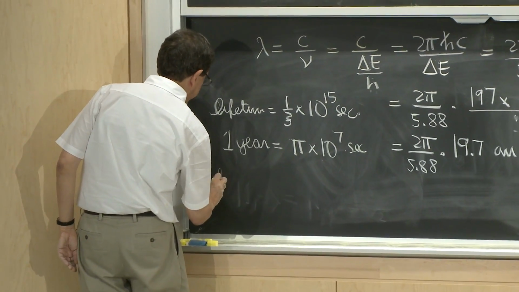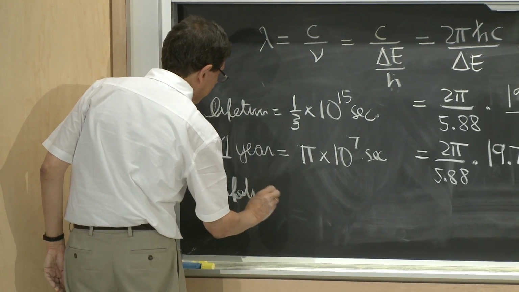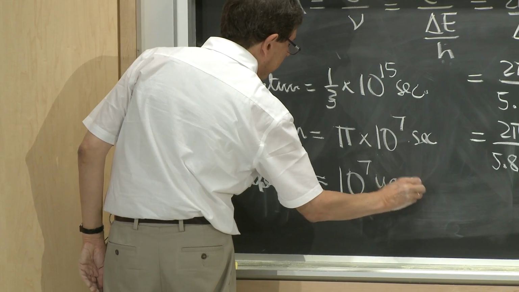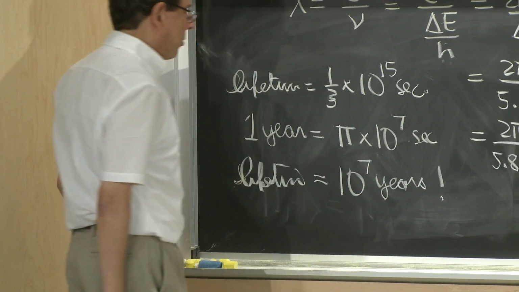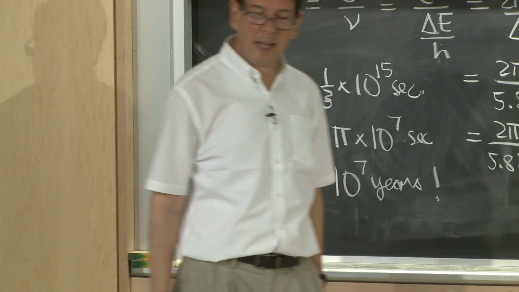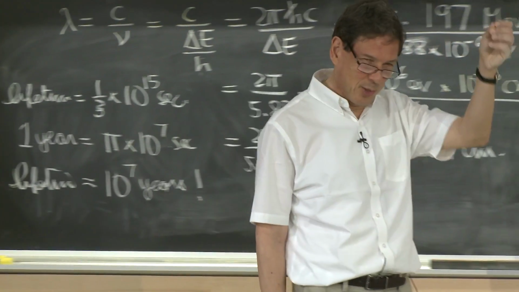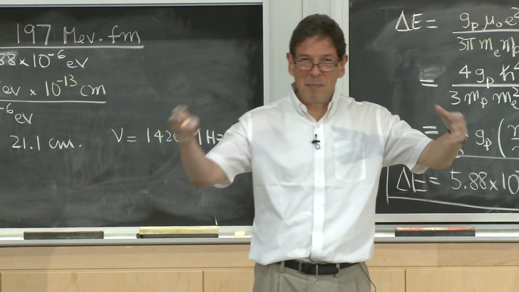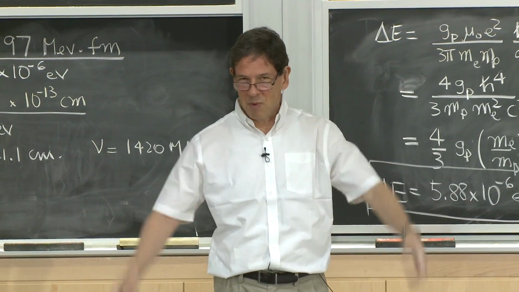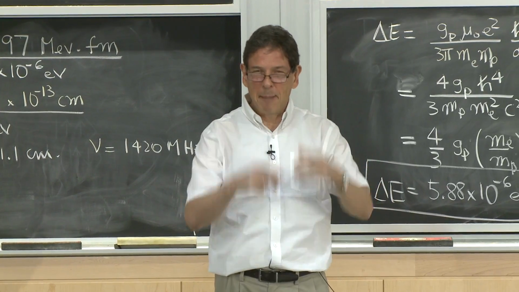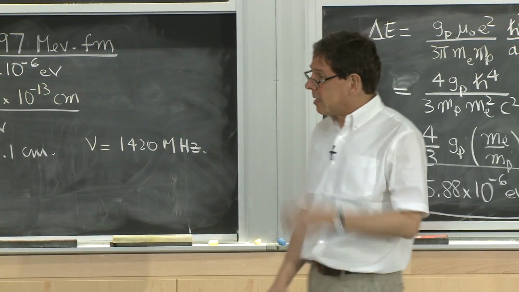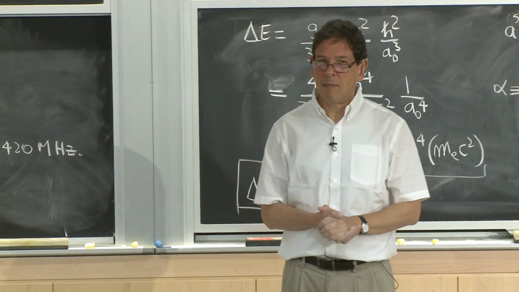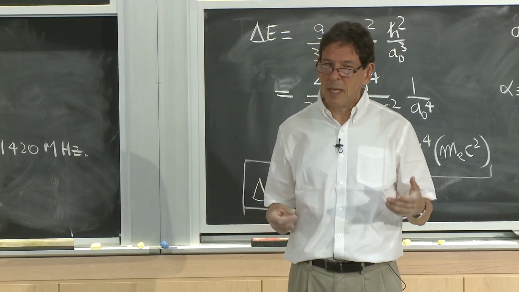Lifetime. It's about 10 to the 7 years. So that's 10 million years. You have to wait for 10 million years to see one hydrogen decay. Happily, in interstellar media where this is studied, there's a lot more than one of them, so it happens fairly often. And this signal is particularly useful to do all kinds of measurements in interstellar media.